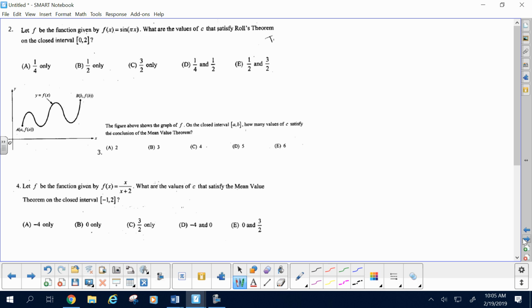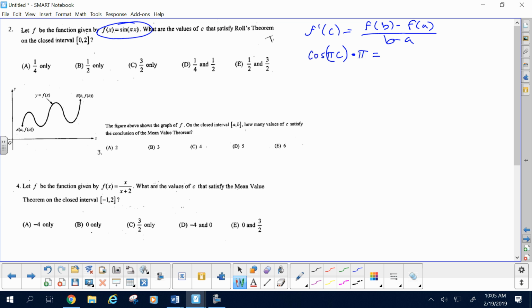All right, so let's go here. F prime of C equals. This is the mean value theorem assuming conditions are met. What's F prime at C? What's the derivative of sine of pi x? Cosine of pi x times pi. And it's actually cosine of pi c times pi because I'm plugging in c. Cool.